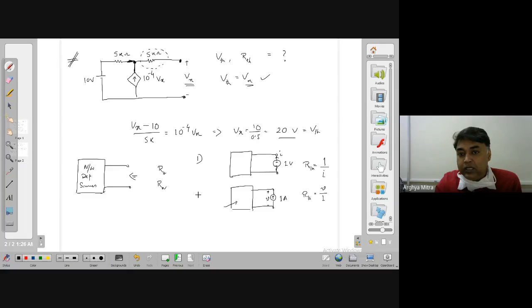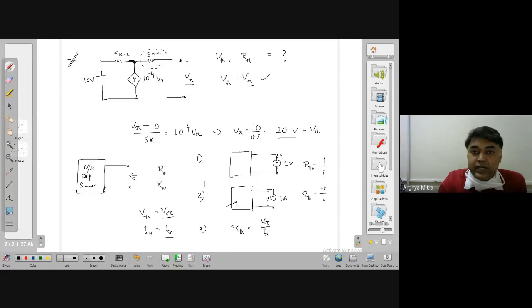So there are two procedures, and also there is a third procedure. What is that? The thing is that you know VTH. VTH is nothing but the open circuit voltage. And you also know that I can find out the Norton's current, which is nothing but the short circuit current. So if you have open circuit voltage and short circuit current with you, then my RTH is equal to VOC by ISC. So whichever is favorable for that particular problem, you go with that.